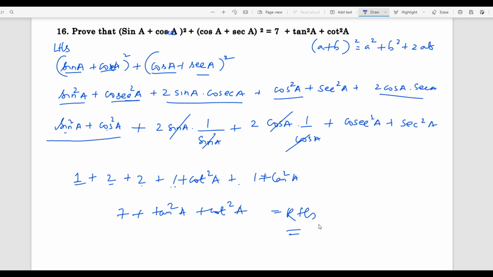Henceforth, just apply the (A plus B) whole square formula and rearrange the terms, use the reciprocal relations and identities 1, 2 and 3. Use all the identities. That is sin square A plus cos square A is 1, 1 plus tan square A equals secant square A, and 1 plus cot square A equals cosecant square A.